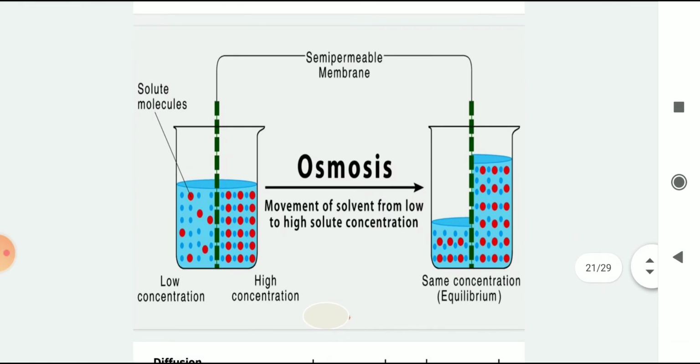You all can see that here the concentration is low, and on the other side there is the high concentration, and between both sides there is a membrane which is known as a semipermeable membrane. The solvent molecules start moving from the lower to the higher solute concentration.